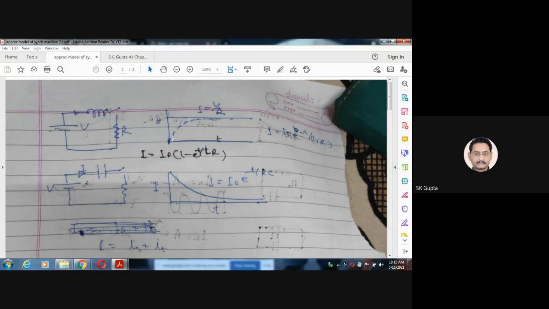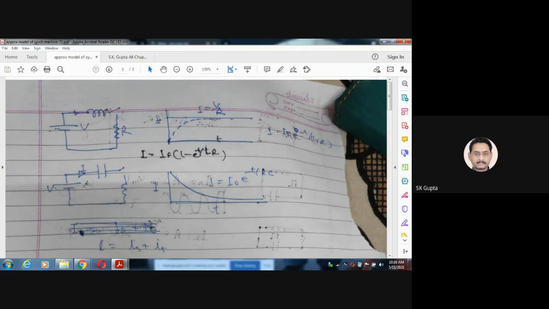At t equal to 0, the current is 0, and finally the current will be V by R, that is V by R equal to IF. So this current IF is the forced current, or the steady state current, and this is the natural current or transient current. The sum of IF plus this is the total current. The net or sum current is given by this I.